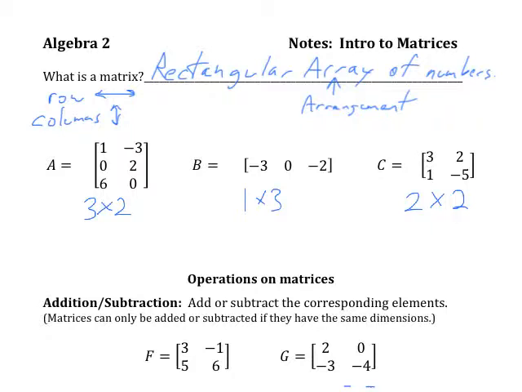We name the size by the rows and then the columns each time: rows, columns, rows, columns. The size of the matrix is important. Furthermore, each individual number in each matrix is called an element.